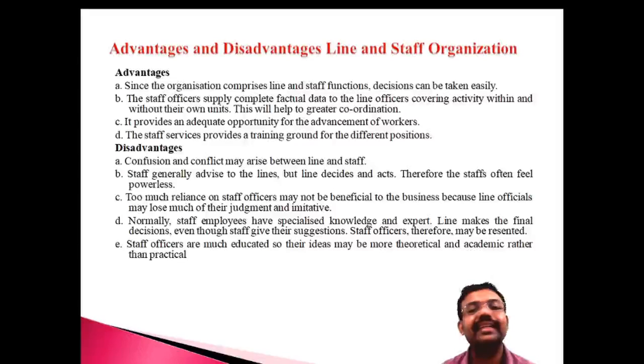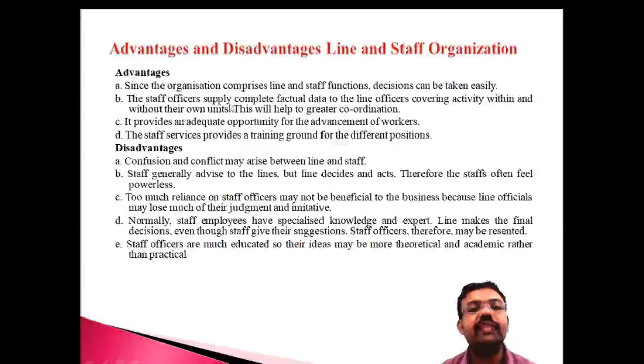Compared to others, the line and staff organization has a lot of benefits. Here we discuss the advantages. The first advantage is that the organization has two types of function, a line function and a staff function. The staff is giving the advice. The line follows a military form, and similarly they follow the staff functions, taking care of the advice from the staff. That is one of the important strengths of the line and staff organization.